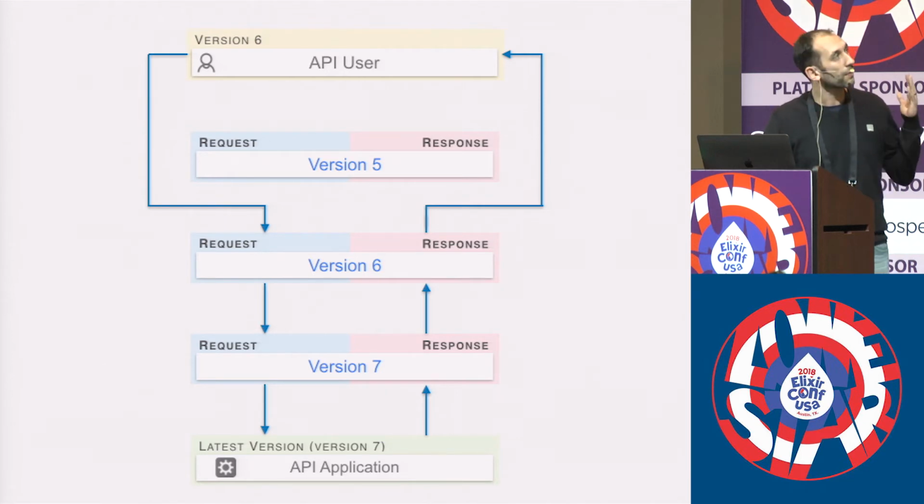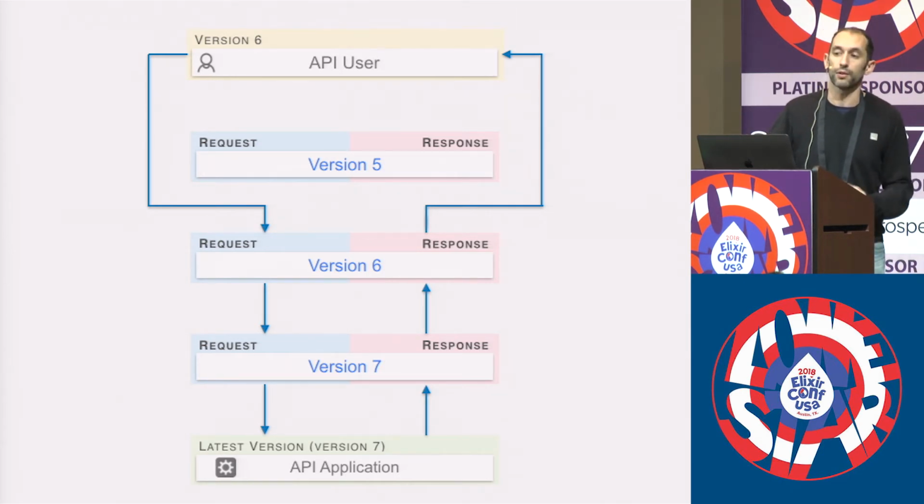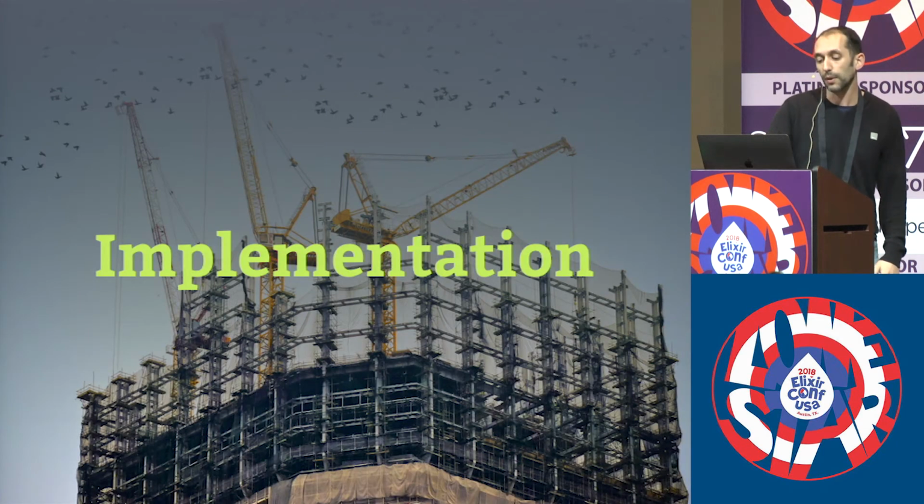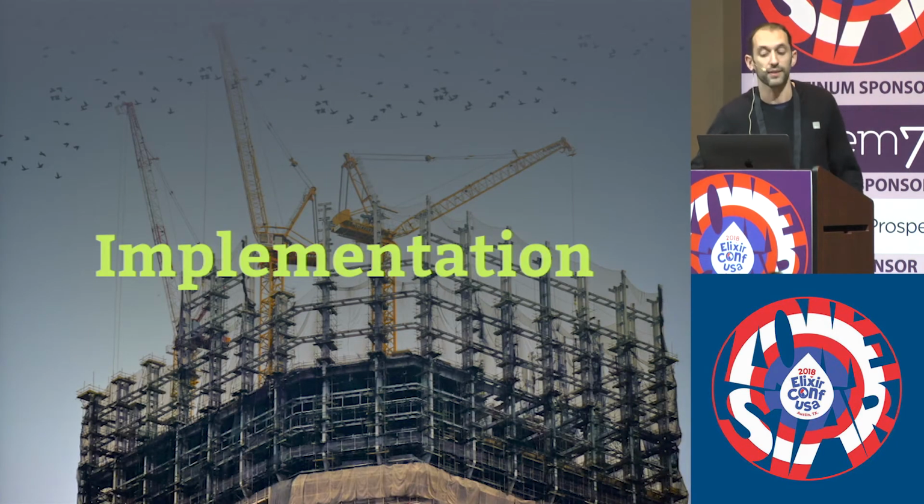So the user is running on version 6. The API is running on version 7. The user makes a request in version 6, gets a response in version 6, and the API is running in version 7. But neither of them have to know about that. We're just transforming the request on the way in and the response on the way out. OK, so let's take a look at how we can actually build this.